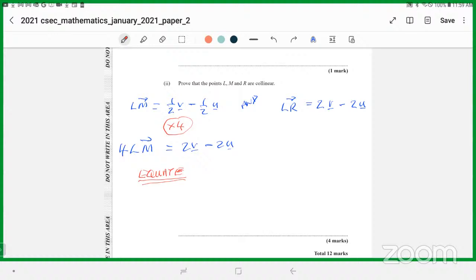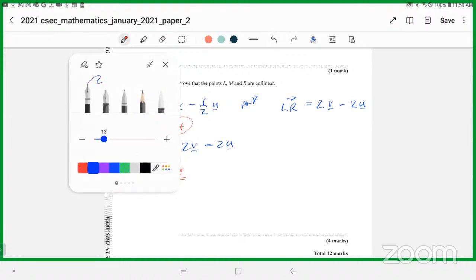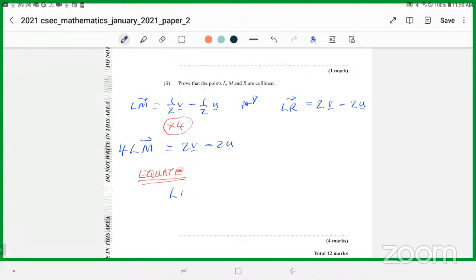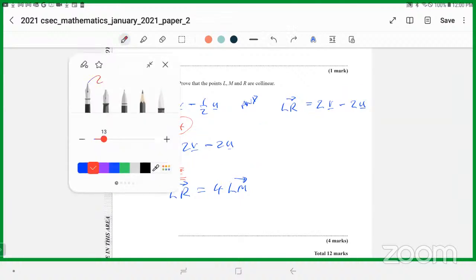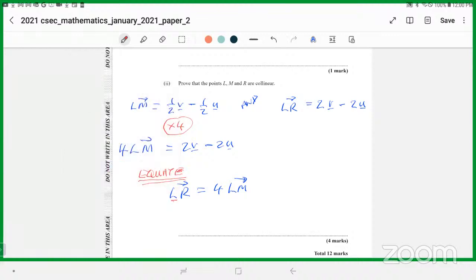So you can now see that LR is 4LM. So when you equate, you see that LR is equal to 4LM, because the two of them equal the same thing. This equals that and that equals that, so it must mean that this equals this. LR equals 4LM. Right? And then I'm going to underline my common point. Make the examiner see R, L. L is my common point.